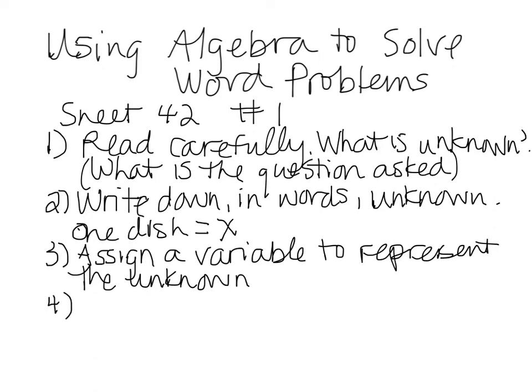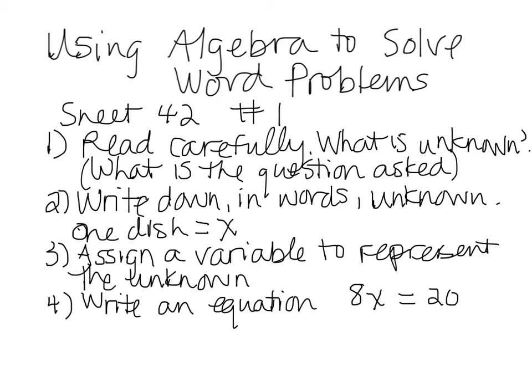Now, what's left is to write an equation. So if I know that one dish is x, and it says a set of 8 dishes, so if one dish is x, 8 dishes is 8x, 8 x's, 8 times x. Cost equals $20. Then finally, you solve and check.